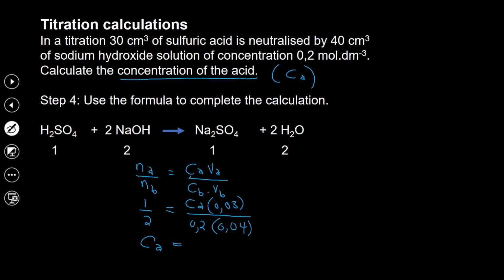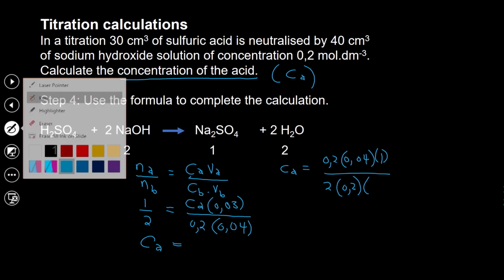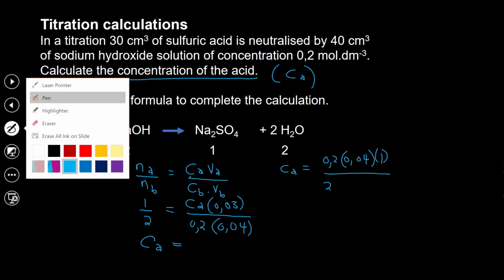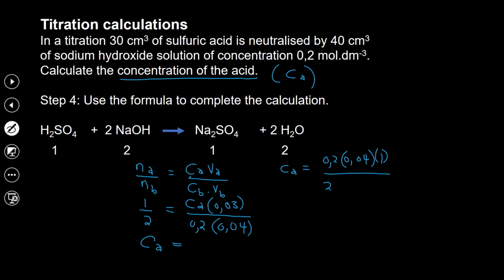So the concentration of acid in this case, if we cross multiply, it will give us Ca is equal to 0.2 multiplied by 0.04. If you multiply that by 1, it won't change anything. And then we have to divide by 2 multiplied by 0.03 actually, just to correct that. So the substitution is very important because the data is given. If we make that the subject, it will be 2 multiplied by 0.03. That's our substitution there. So then we've got our concentration of the acid.